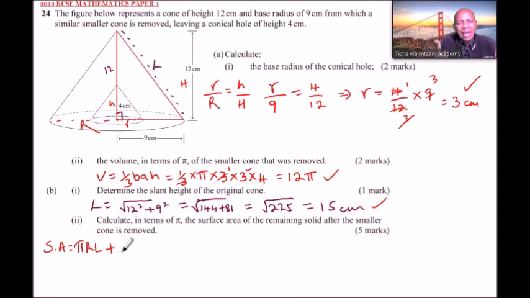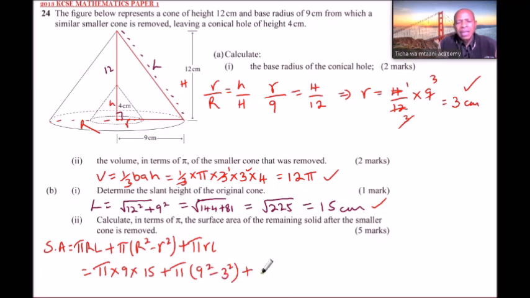The base is pi r squared, but we have the inner circle that was removed, so the remaining circular part with the inner circle removed is pi, big R squared minus small r squared. That will give you the surface area, plus the surface area of the small cone, which is pi, where we now use a small r and a small l. So that is pi multiplied by 9 multiplied by 15, then we add pi times 9 squared minus 3 squared.